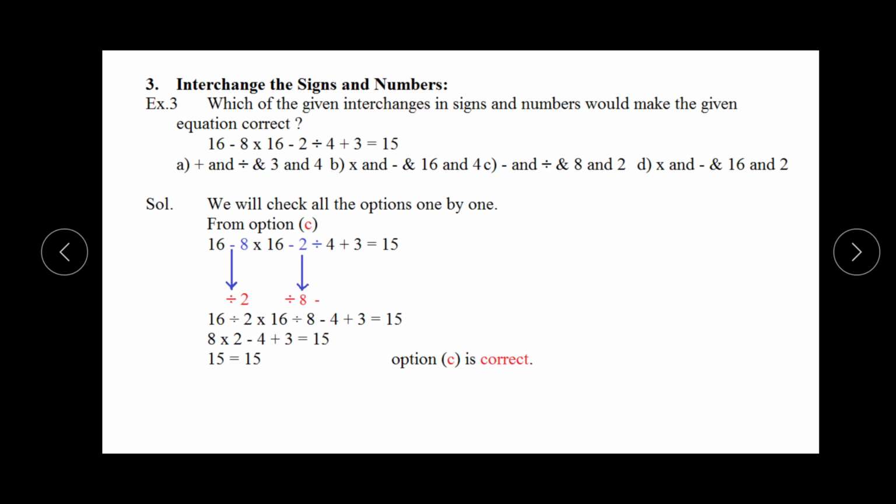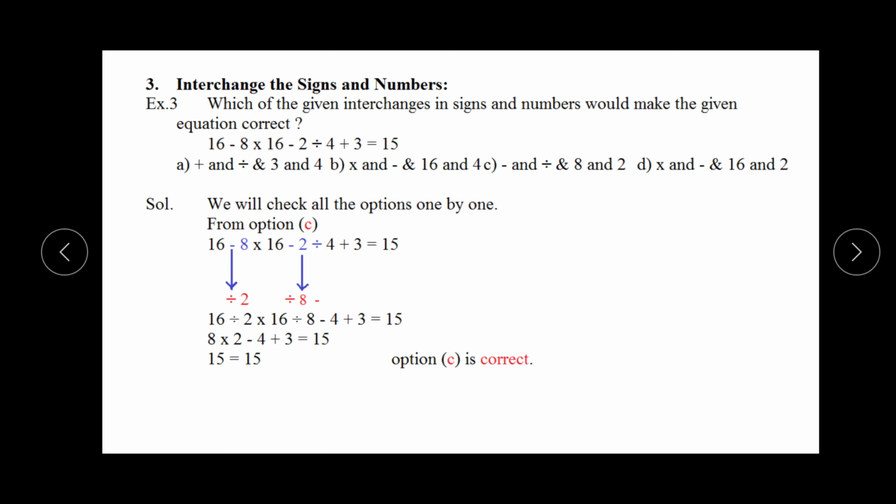The third is interchange the sign and numbers. It means here this is the equation which is given, and when we solve this equation, it is not equal to 15, but it will become equal to 15 by these options.